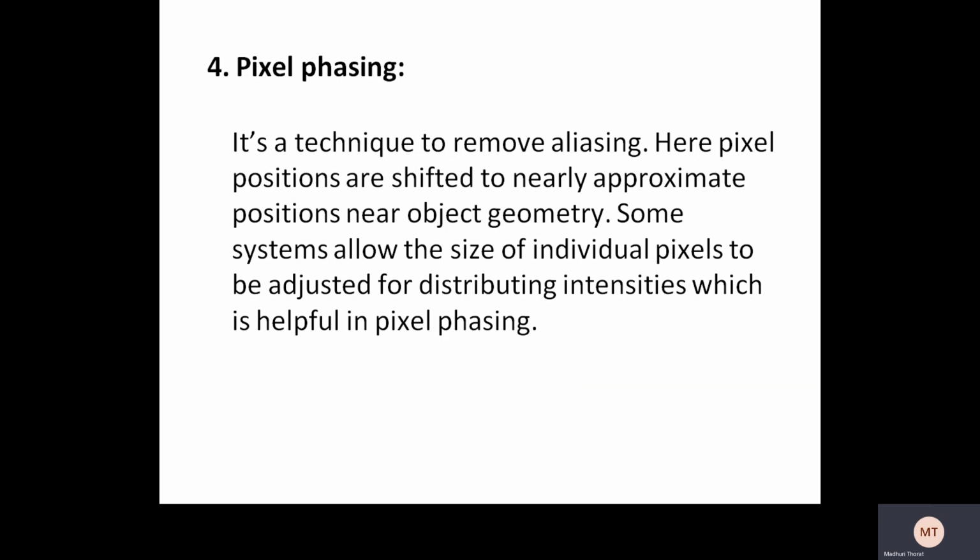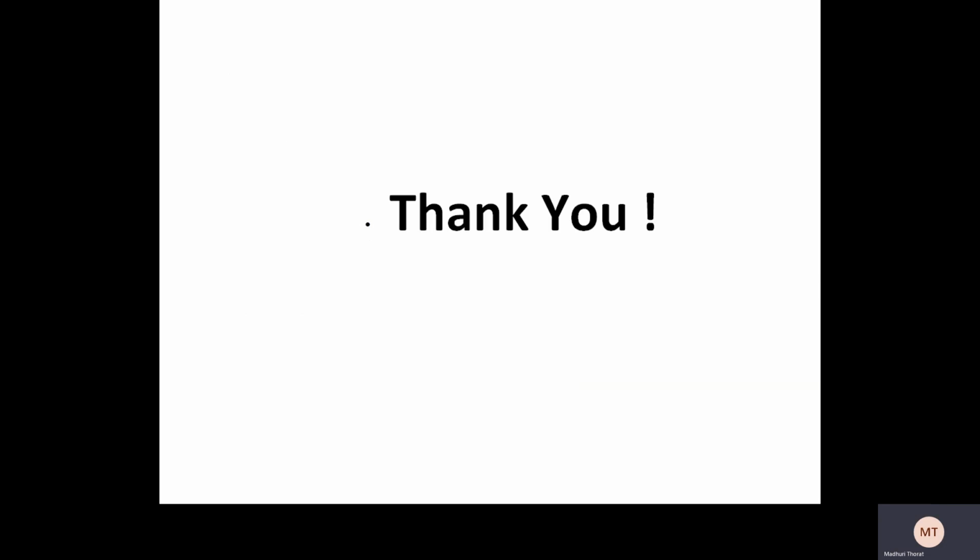So the next technique is pixel phasing. It is a technique to remove the aliasing effect, that is the blurred image. So here the pixel positions are shifted to nearby approximate positions near the object geometry. Some systems allow the size of individual pixels to be adjusted or intensity to be distributed, which is helpful in pixel phasing.